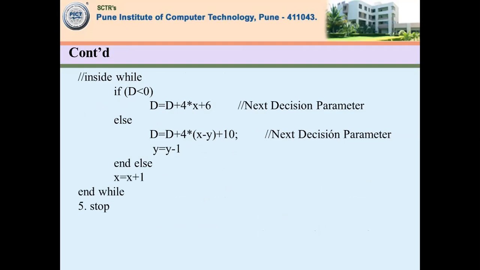So whenever d is less than 0, every time x is going to increment: d is equal to d plus 4x plus 6. Just now we calculated this decision parameter. Else, d is equal to d plus 4 times (x minus y) plus 10. Now decrement y; the else part ends here. Only in the else part do we decrement the y value. And finally increment the x value. That's the end of the while loop.